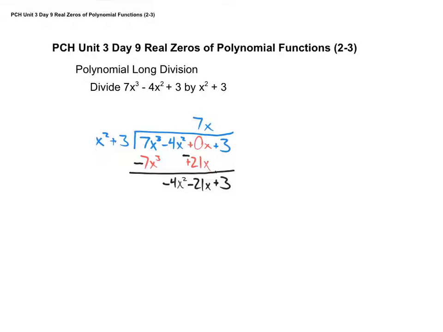Does that make sense so far? Okay? So now we repeat. Negative 4. All right, good. We're going to have a minus 4 up here. Okay, so now we're multiplying down, so it's a minus 4x squared, and we have a minus 12.